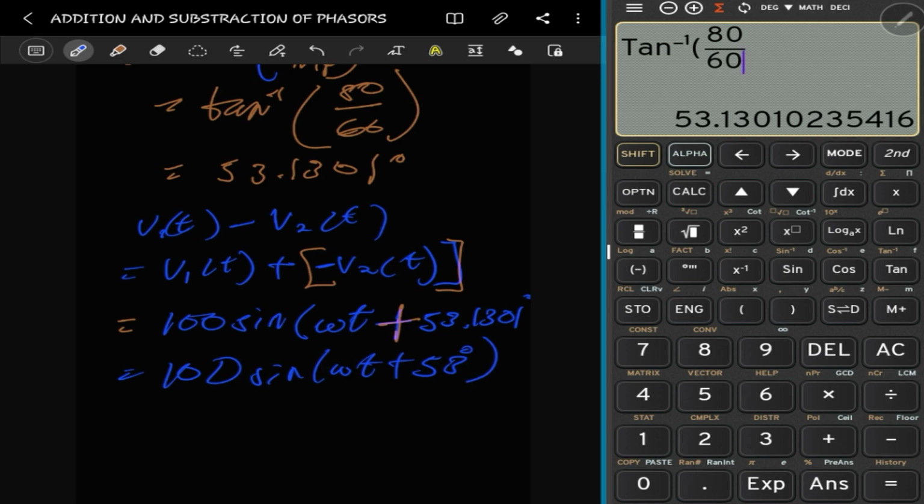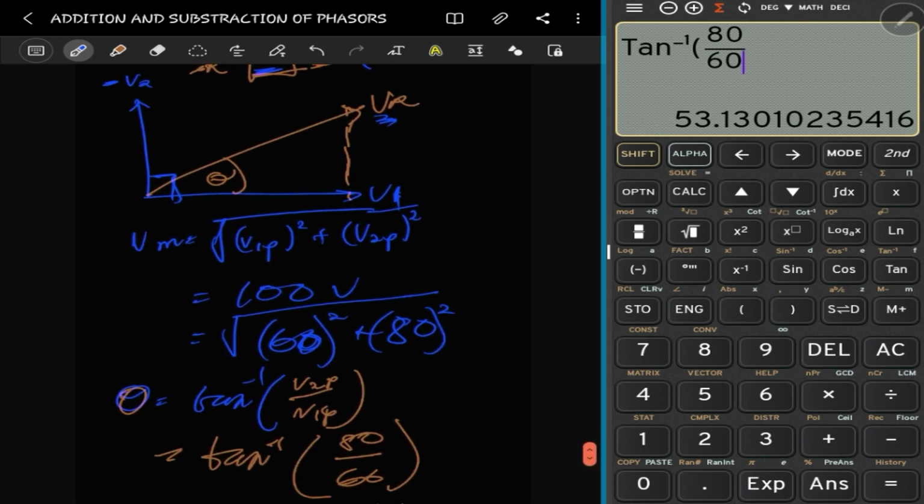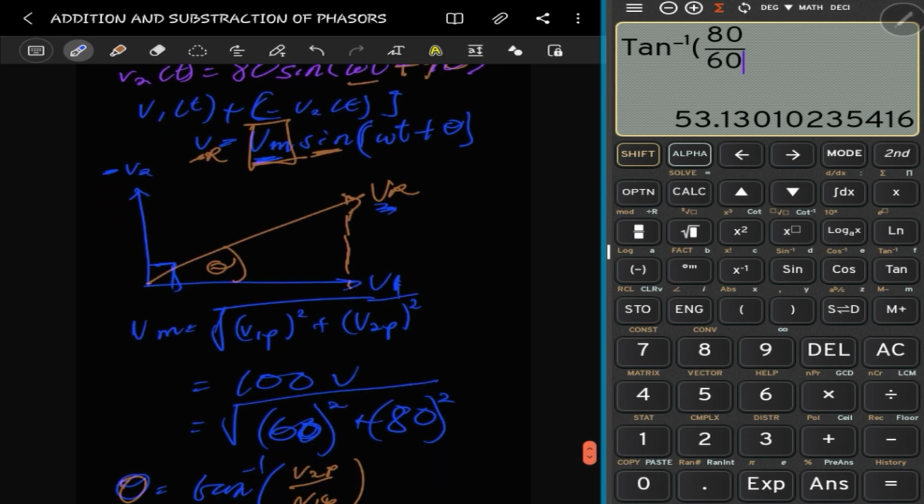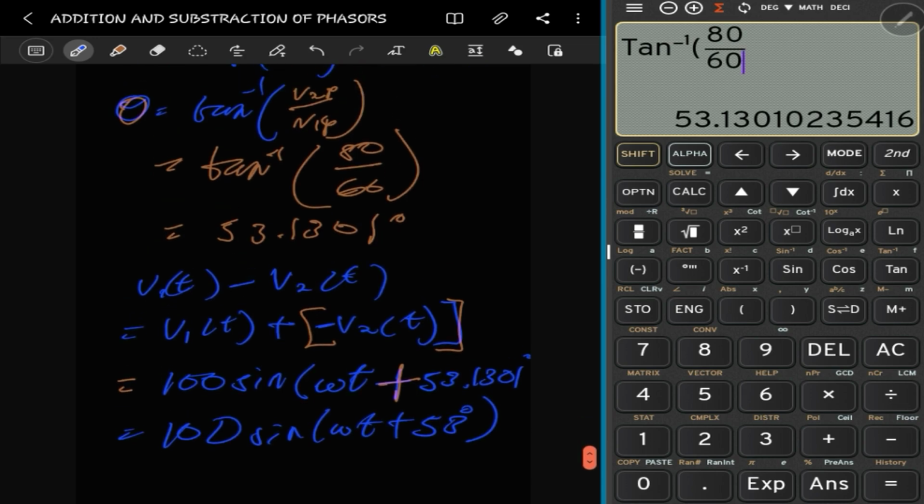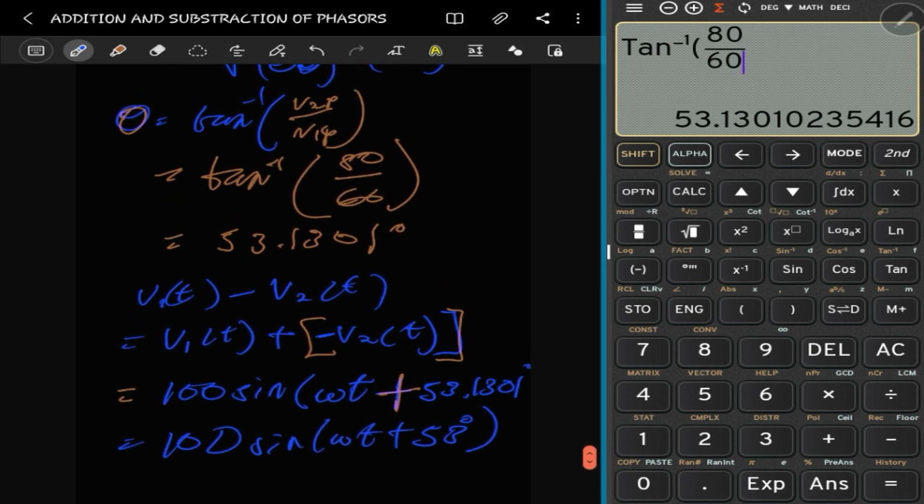So that's it. Adding this is the very direct one where the phases are 90 degrees away from each other, the adding and subtraction. So we'll be looking at another example that's a bit more complex, where we add different phases and different frequencies. All right.